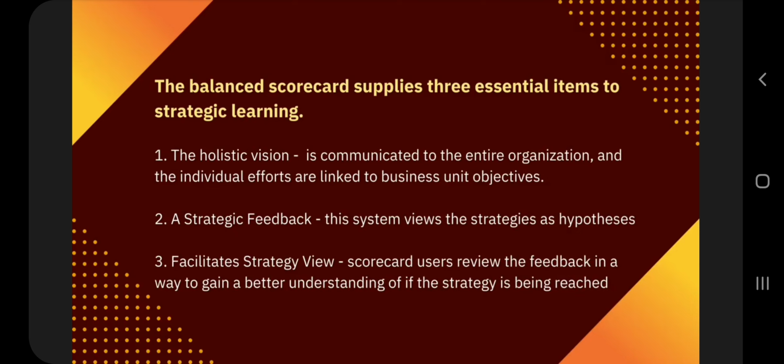Second, a strategic feedback system is provided by the scorecard. The strategies are viewed as hypotheses by the system, which it would be able to test, confirm, and adapt. There are many ways to gather feedback. You can simply ask them via surveys or monitor their behavior.